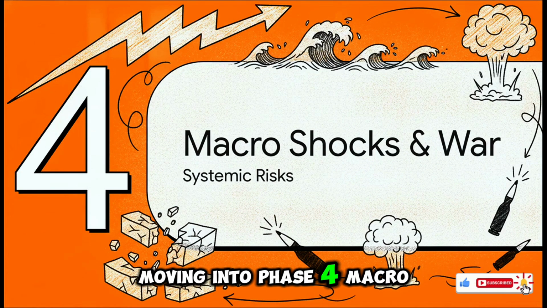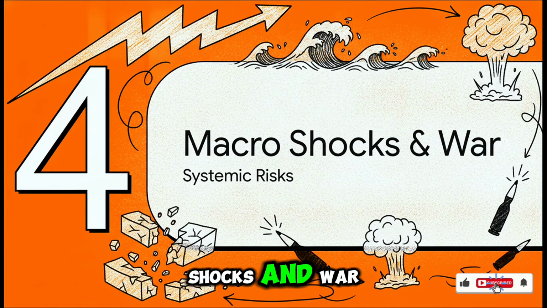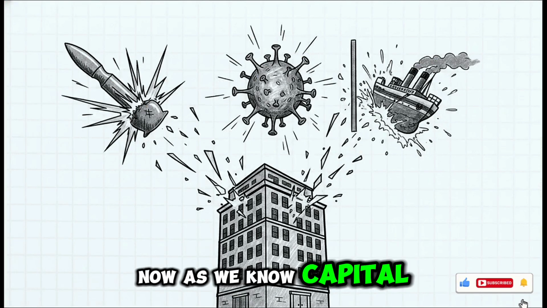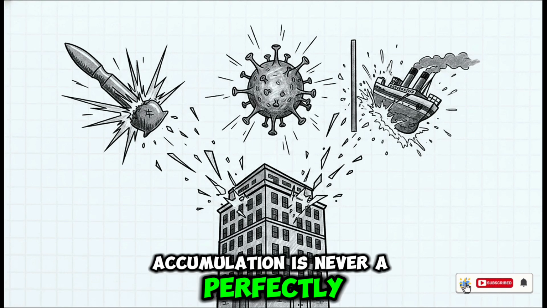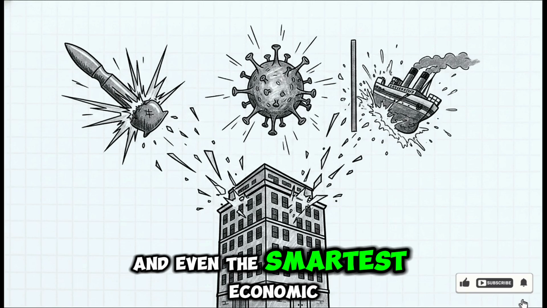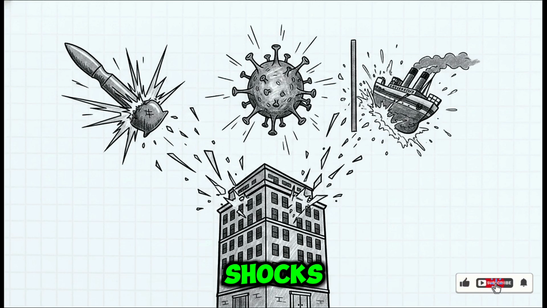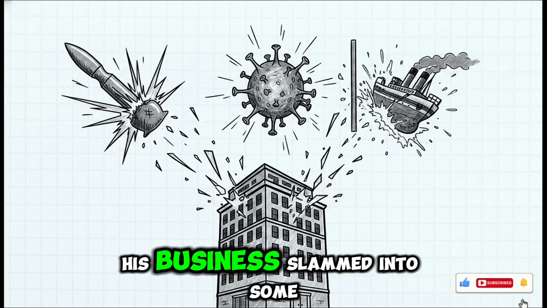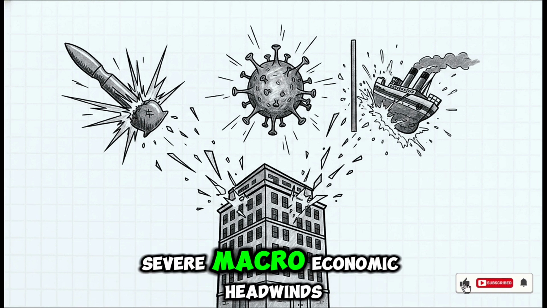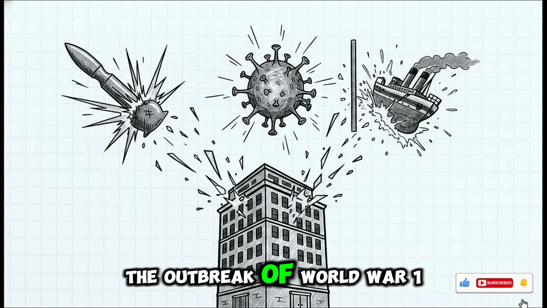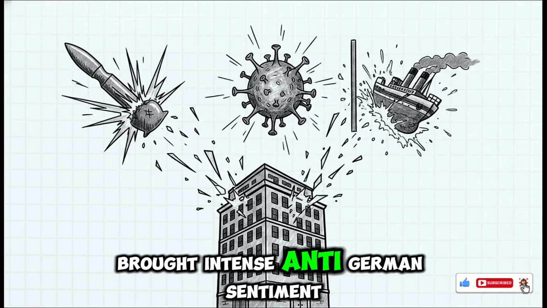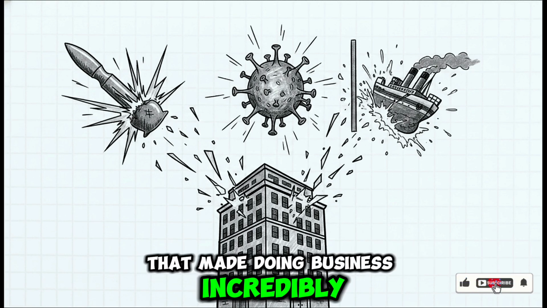Moving into phase 4, macro shocks and war. Now, as we know, capital accumulation is never a perfectly straight line, and even the smartest economic agents are ultimately at the mercy of global shocks. Despite his established wealth, his business slammed into some severe macroeconomic headwinds. The outbreak of World War I brought intense anti-German sentiment that made doing business incredibly difficult.